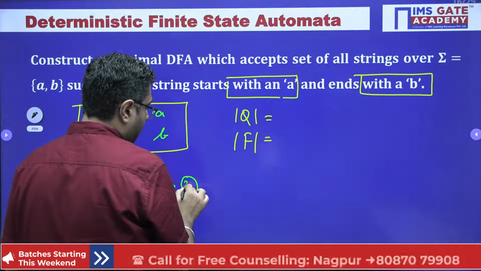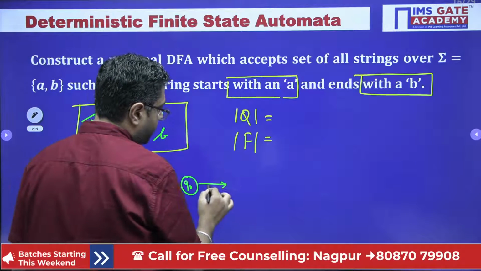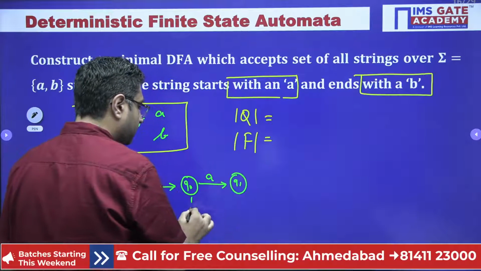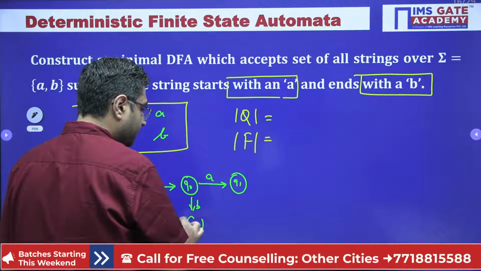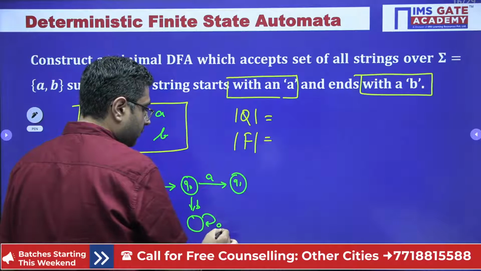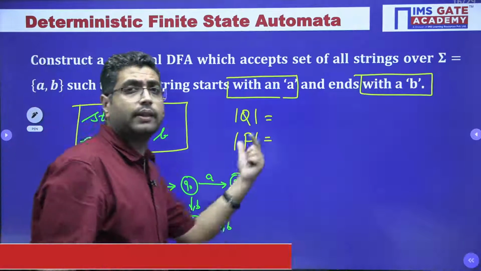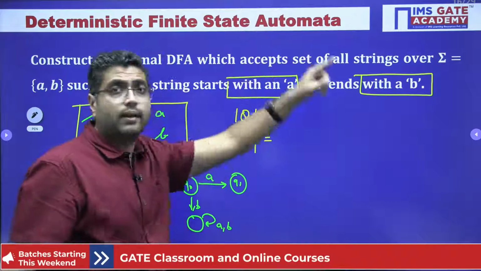Initially I am at Q naught. Once I get an A, my string is starting with A. If I get a B in the beginning, I will go to a dead state and stay over there because I want starting with A only. Now if it is starting with A, the next check that I have to do is whether it ends with a B also.